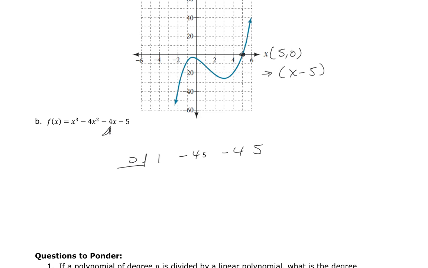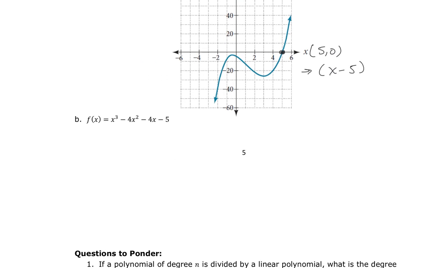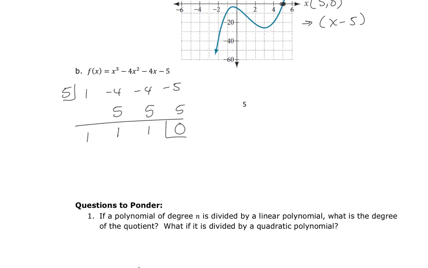Actually, I'm going to move this slightly because that page number is kind of in the way. So I'm just going to go over here, and I'm going to do positive 5, 1, -4, -4, and -5. The 1 drops. 5 and 1 is 5. This gives me 1. This gives me 5. This gives me 1. This gives me 5. This gives me 0. So where I am right now is I have x minus 5.